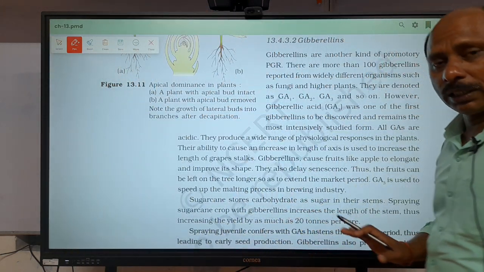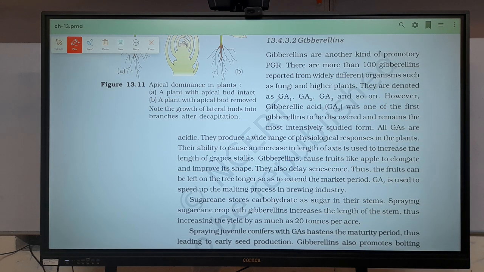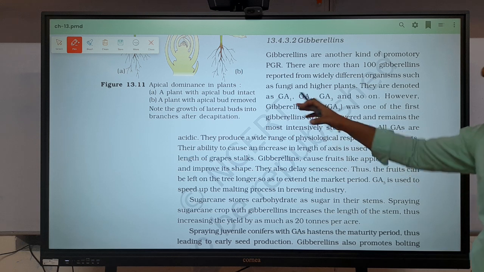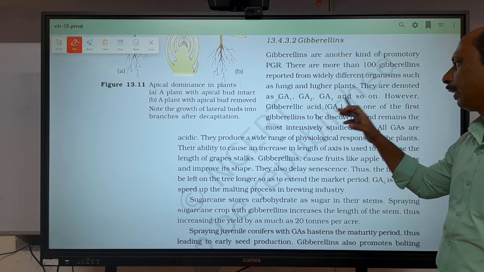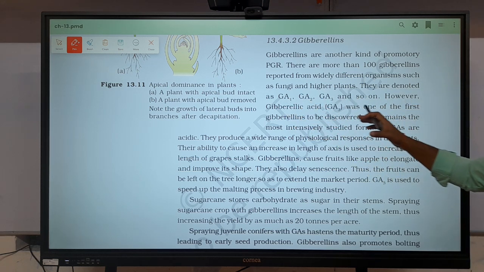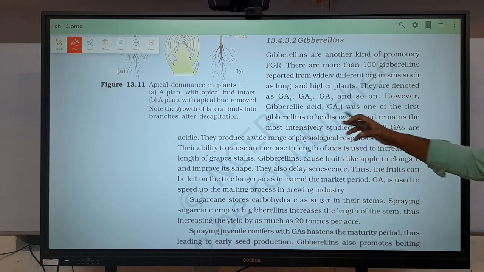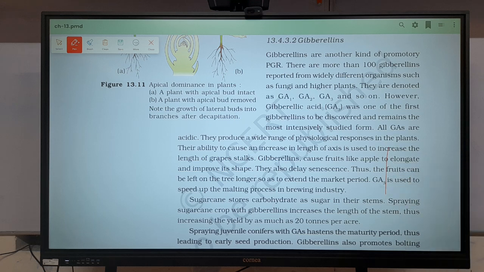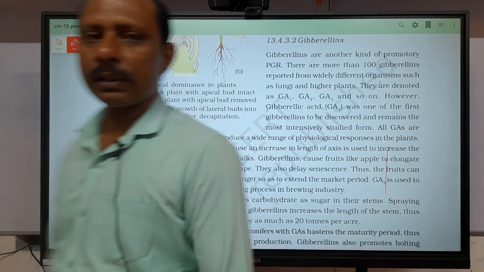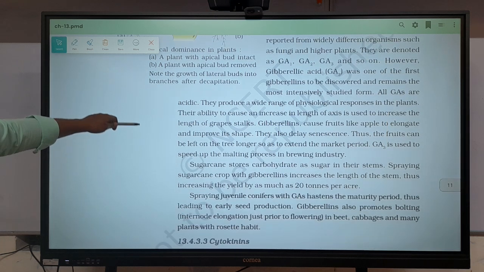But we cannot consider GA1 to be the first gibberellin discovered. The first gibberellin discovered is GA3, not GA1. They are denoted as GA1, GA2, GA3 and so on. However, gibberellic acid, GA3, was one of the first gibberellins to be discovered, and remains the most intensively studied. All GAs are acidic. That's why we call them gibberellic acid, right? So all these are acidic. One thing is there.